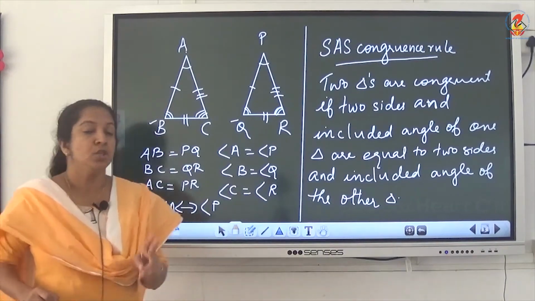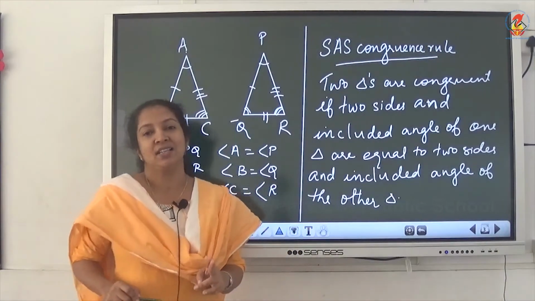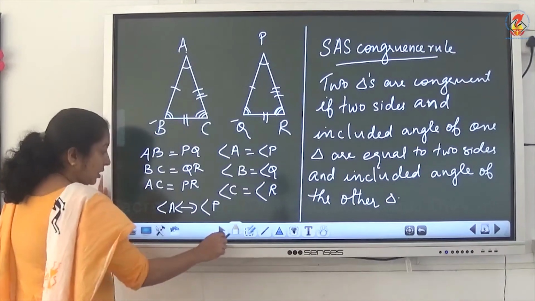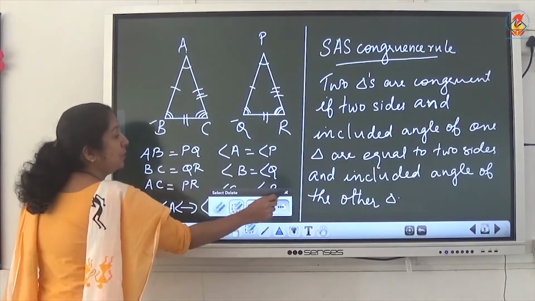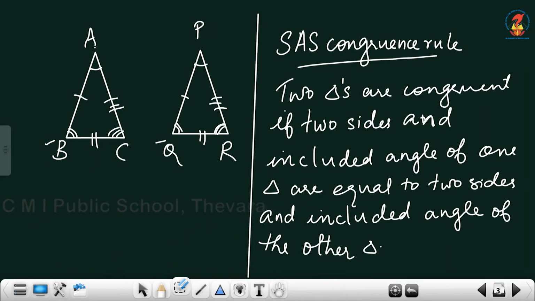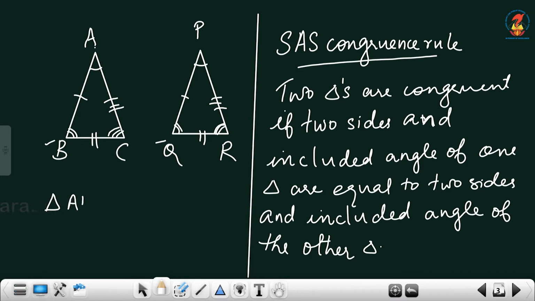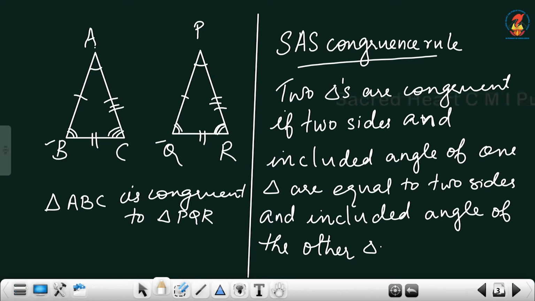Two triangles are said to be congruent if their corresponding sides are equal and corresponding angles are equal. So, if AB is equal to PQ, BC is equal to QR and AC is equal to PR, and angle A is equal to angle P, angle B is equal to angle Q, angle C is equal to angle R, we can say triangle ABC is congruent to triangle PQR.